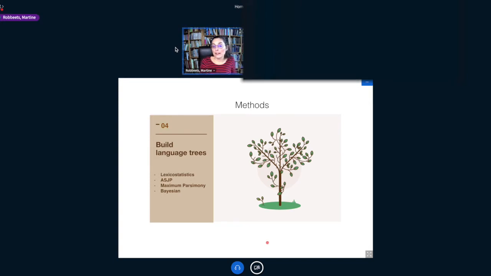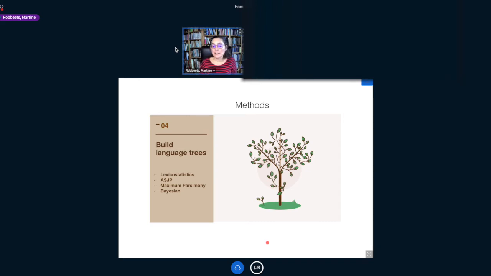A fourth thing that linguists can do for us is they can build language trees. And there are different techniques to build language trees nowadays. We have distance-based techniques such as lexicostatistics and the Automated Similarity Judgment Program, ASJP. And we have also character-based techniques such as the maximum parsimony method and the Bayesian method.